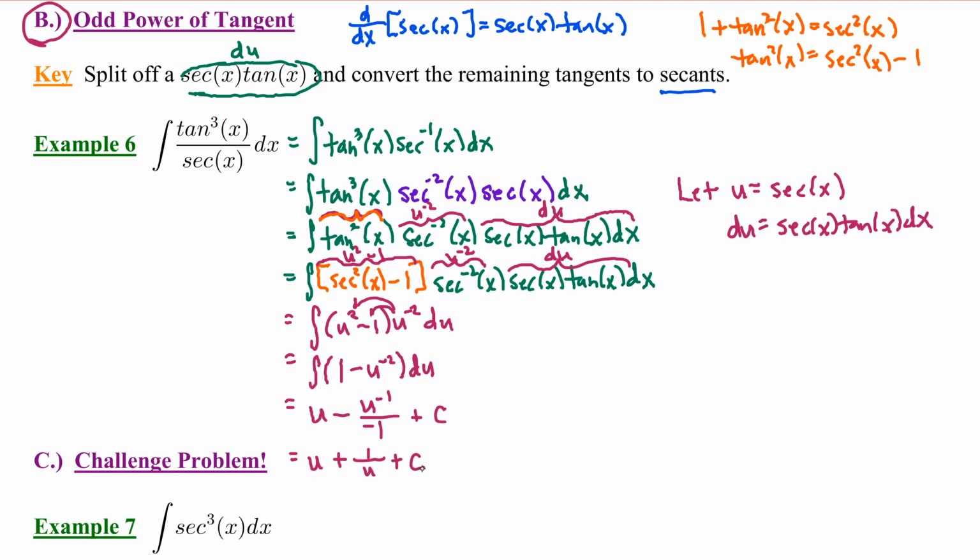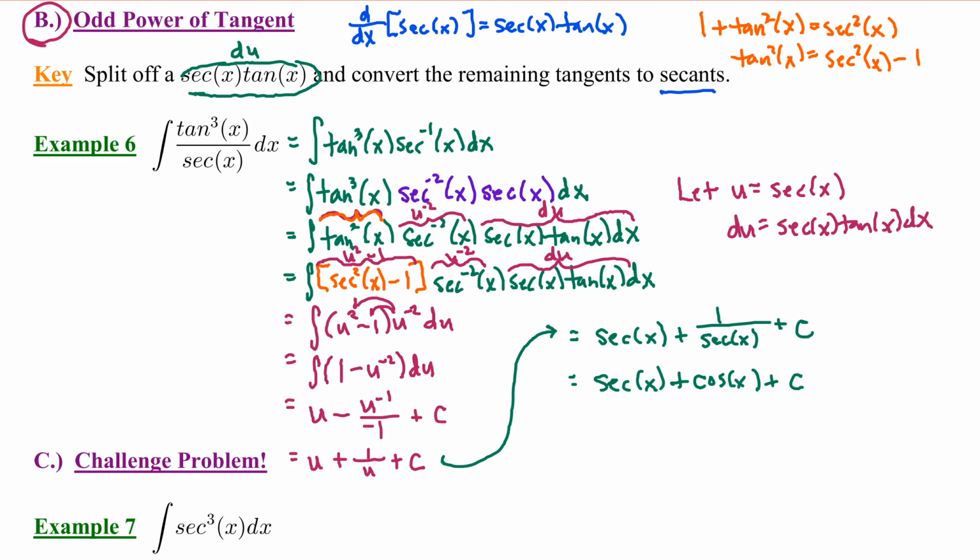So the very last thing that we need to do is go back and recover our original variable x. And we can express the result as u, which is secant of x, plus 1 over u, or 1 over secant of x, plus c. Now, you want to leave it like that? I don't really. I can see a way to simplify it. Are you looking at what I'm looking at? Let's rewrite that 1 over secant of x as cosine of x. And of course, we have our plus c there on the end. So we have successfully integrated a complicated trig integrand.